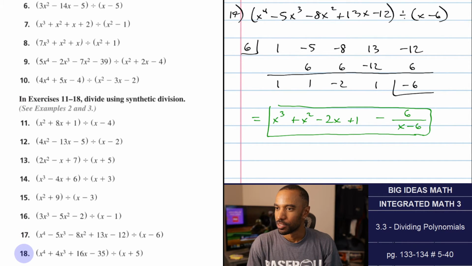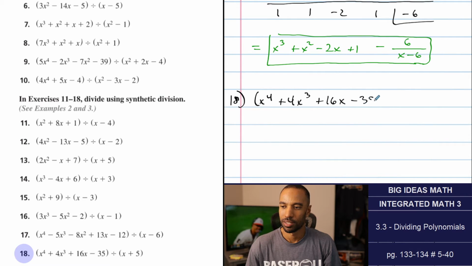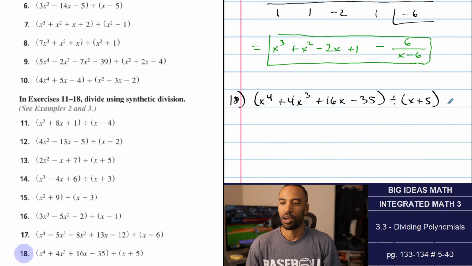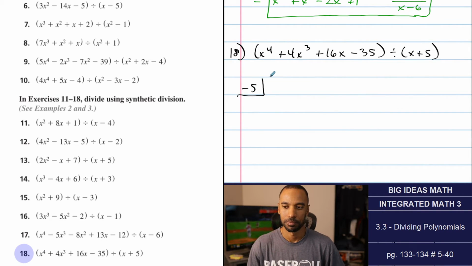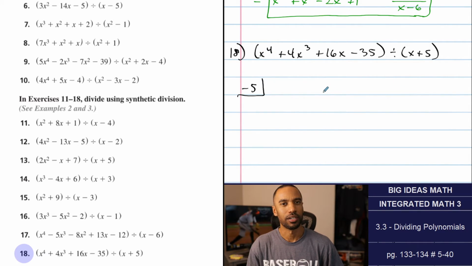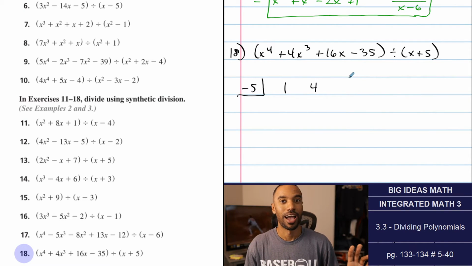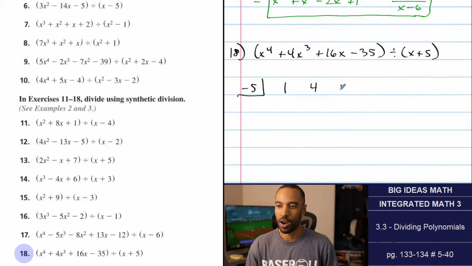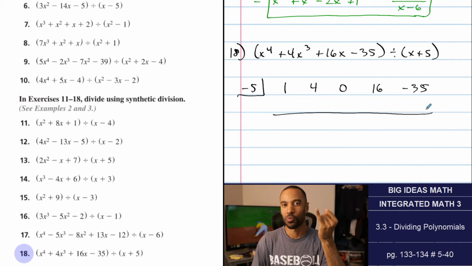Okay, number 18. Let's do the race again. Now, there's a placeholder value that we're going to have to put in. Keep that in mind. So we're going to set this up together, then we'll race. All right, guys, what is our root today that goes in my little box? Negative 5. Good. And then, what are our coefficients? What do we write here? 1. That's where we start. What term goes next? This is Blue's Clues. This is Dora, man. 4. Does 16 go next? No, we need a placeholder value for x squared, which is 0. And then 16 followed by negative 35. Okay. Are we ready? 3, 2, 1, go.